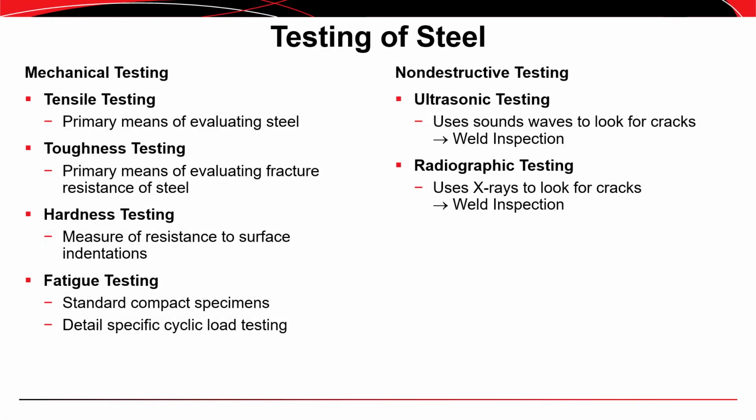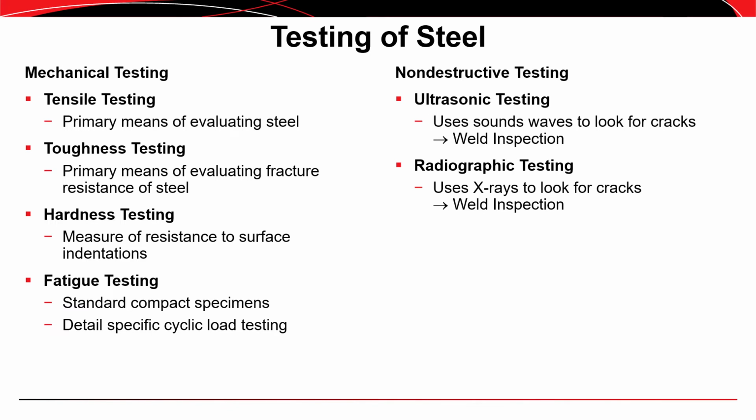Okay, here are some of the examples of tests that we use for characterizing properties of steel. We have mechanical testing and non-destructive testing. By far, the most common test is a tensile test. We take a coupon and put it in a machine and pull on it. We also do toughness testing, hardness testing, and fatigue testing to characterize the performance of the steel product.